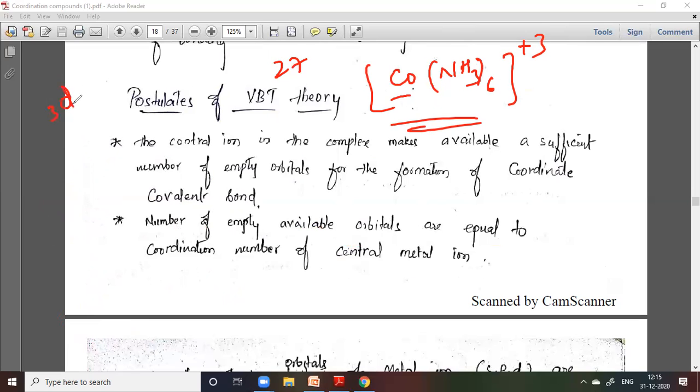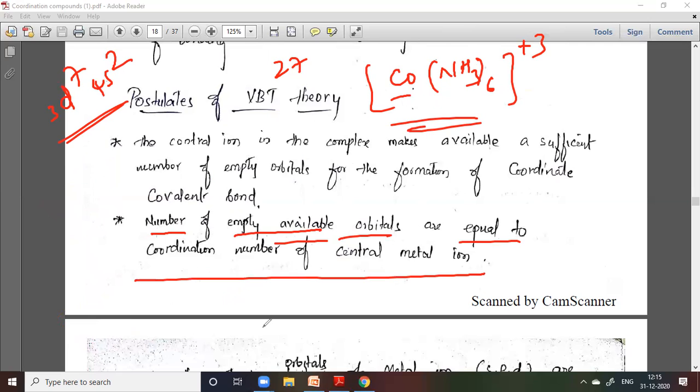So 27 means definitely it is 3d7 4s2. Now you should know one thing here. So the second point, observe here, the number of empty, available orbitals are equal to the coordination number of central metal ion. So what is the coordination number here?